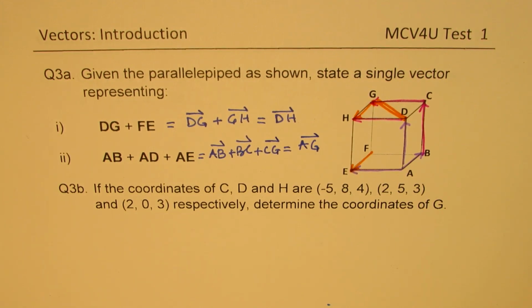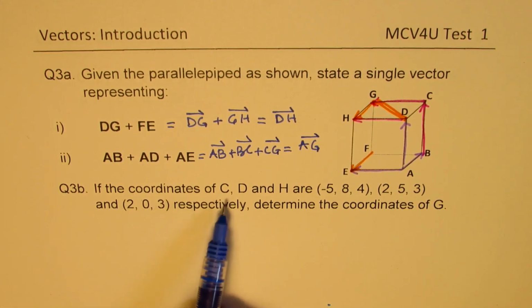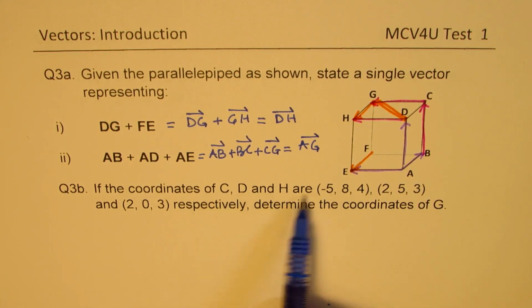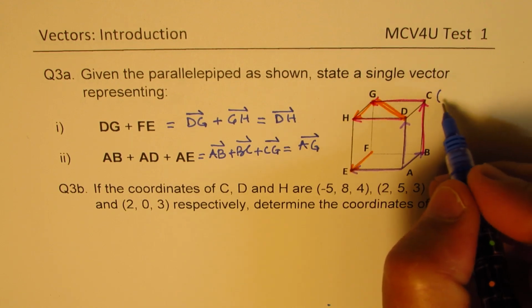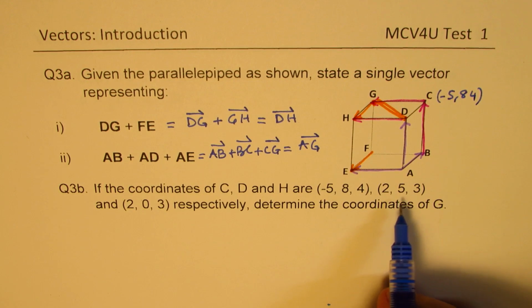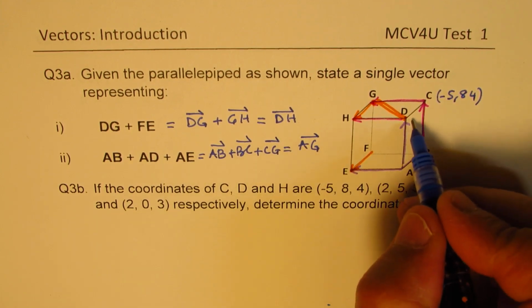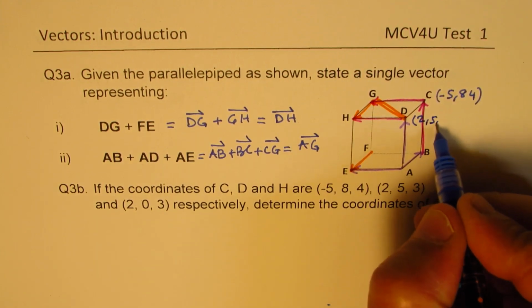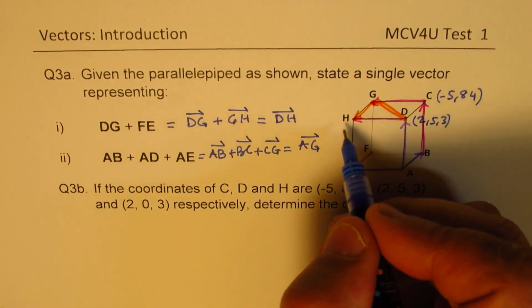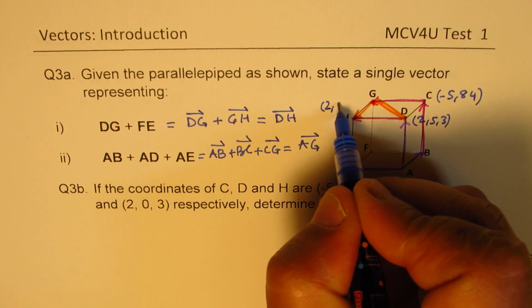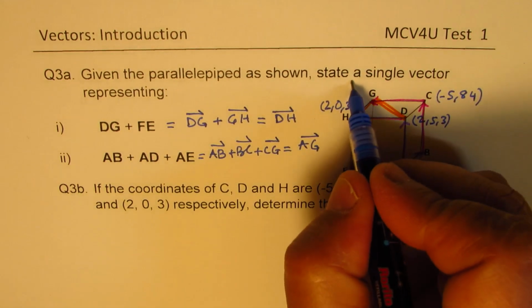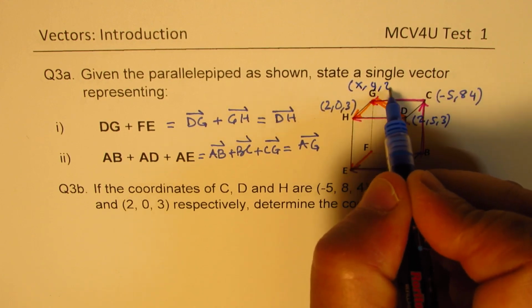Question 3b. If the coordinates of C, D, and H are: C is -5, 8, and 4. D is 2, 5, 3. And H is 2, 0, 3. Determine the coordinates of G. We need to find this. Let it be X, Y, and Z.